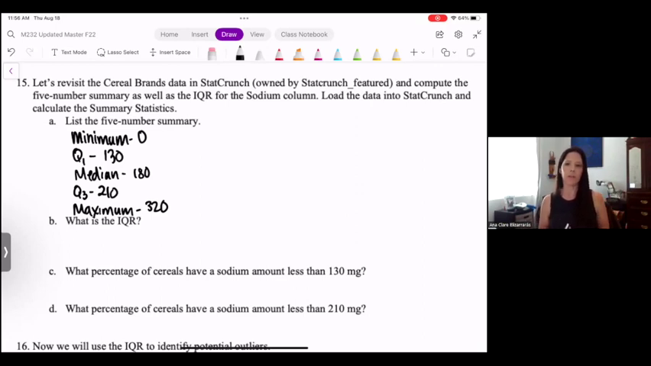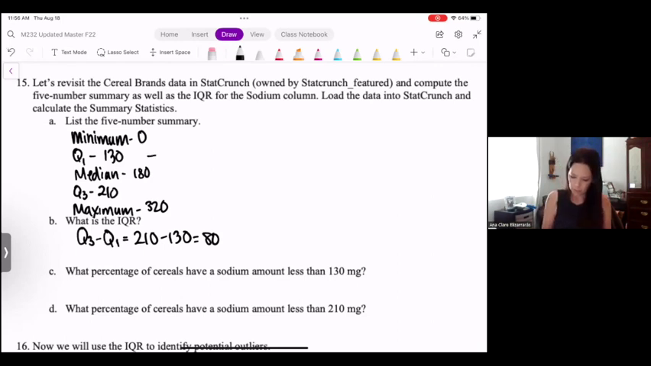The interquartile range, remember, is found by taking quartile 3 minus quartile 1. Q3 minus Q1 is equal to 210 minus 130, which is 80. What percentage of cereals have a sodium amount of less than 130 milligrams? So 130 is here. That's the first quartile. So from the first quartile to the minimum, that's 25%.